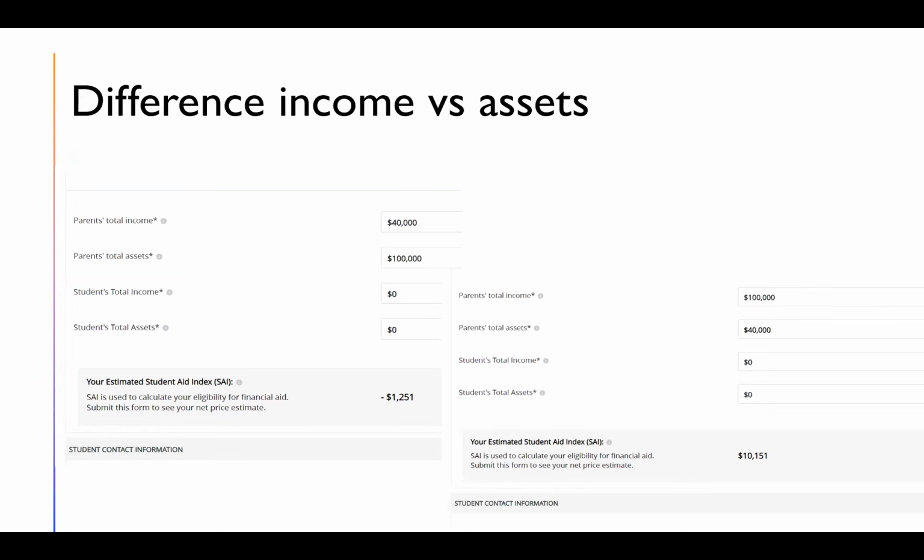Compare that to a family with much higher income and lower assets, and you can see their index is way higher. So when you hear financial advisors telling you to hide money or to buy annuities, it's not the assets that are really going to impact your ability to get aid. And certainly we don't want to start talking about getting jobs that are lower paying just to qualify for need-based aid.